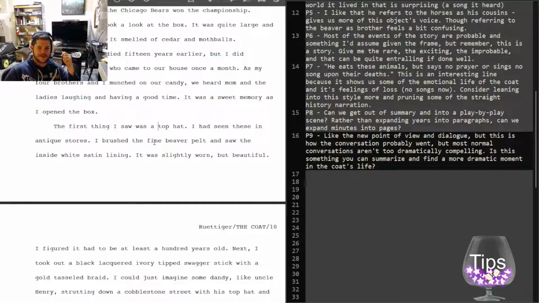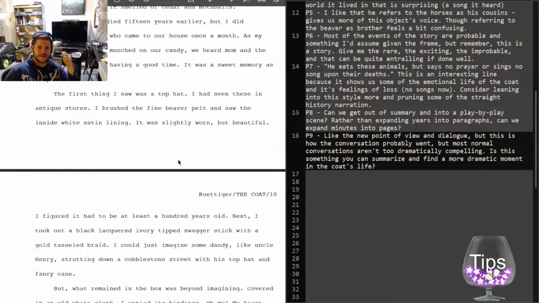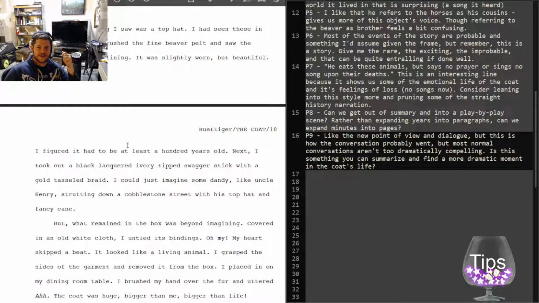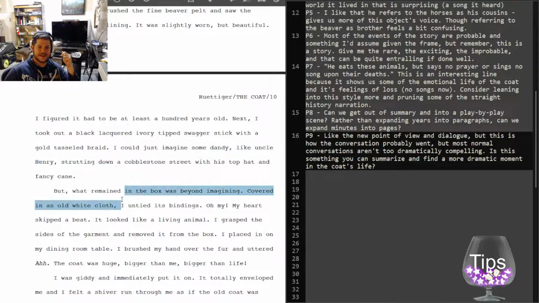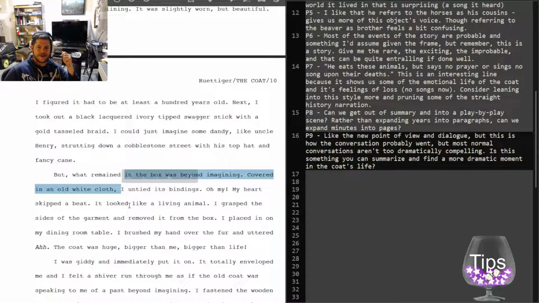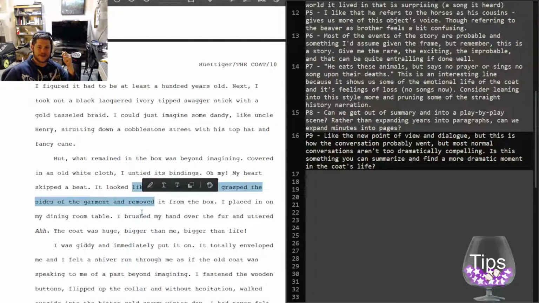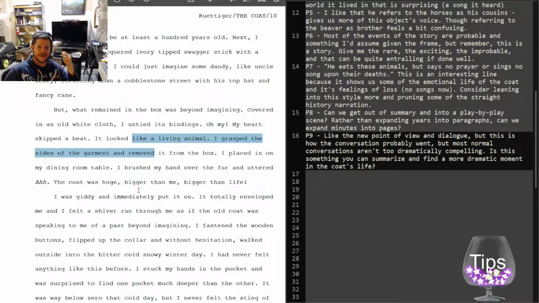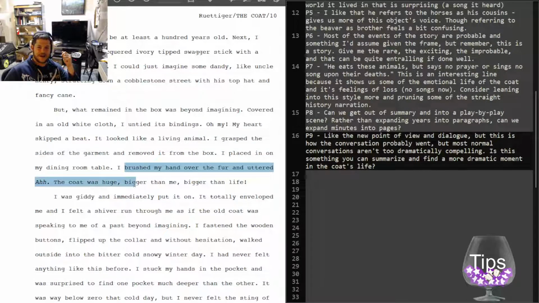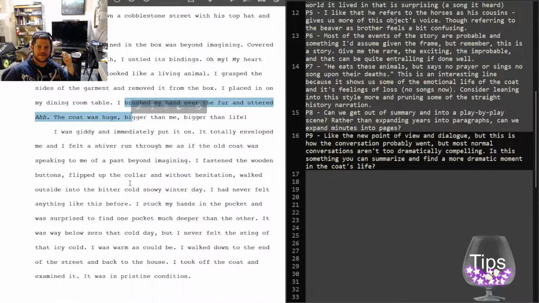Rest of fine beaver pelt inside the white, inside Latin, slightly worn. Figured it had to be at least 100 years old. Next, I took out a black lacquered ivory-tipped swagger stick with a gold tasseled braid. Striding down the cobblestone street with his top hat and fancy cane was beyond my imagining. An old white cloth. I untied its bindings. Oh, my heart skipped a beat. It looked like a living animal. I grasped the sides of the garment and removed it from the box. Brushed my hand over it, muttered, ah, the coat was huge. Bigger than me. Bigger than life. Felt giddy and put it on.